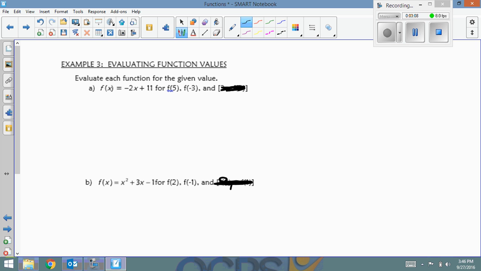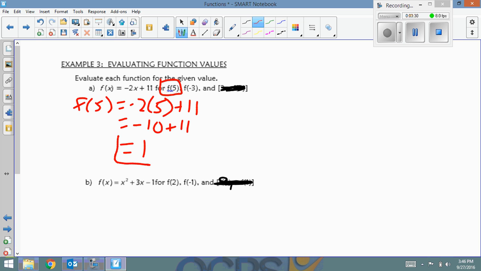So the first one we're going to do is this one that says f of 5. What this is telling me is that x is 5 in this case, so I'm going to replace x with 5. Once you do that, you don't do anything to the left-hand side, you only do it to the right. So negative 2 times 5 is negative 10, and negative 10 plus 11 is 1. That is telling me that my y is equal to 1, because remember f of x and y are the same thing. Okay, let's try another one.